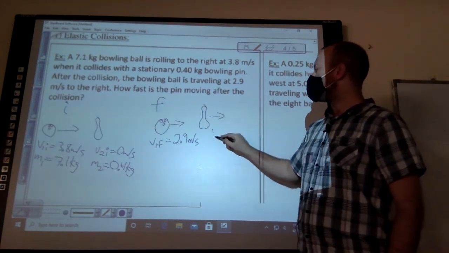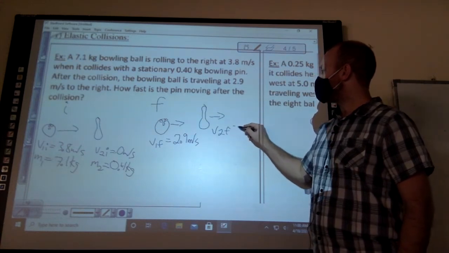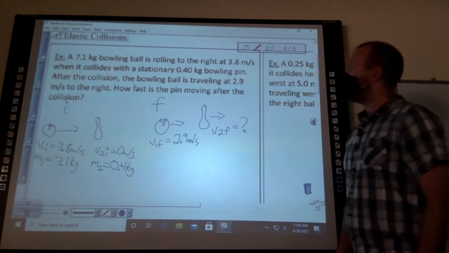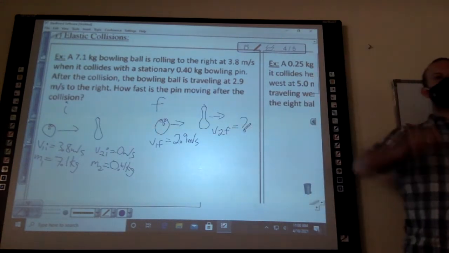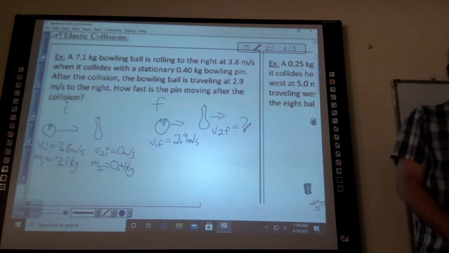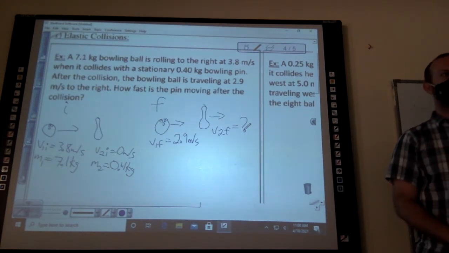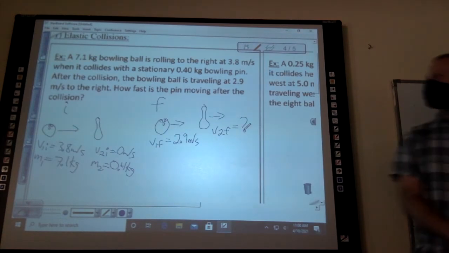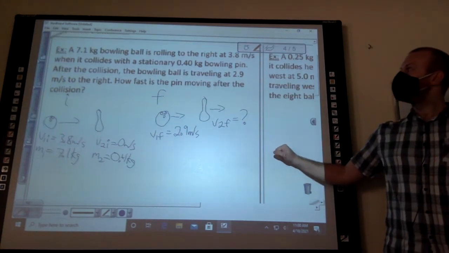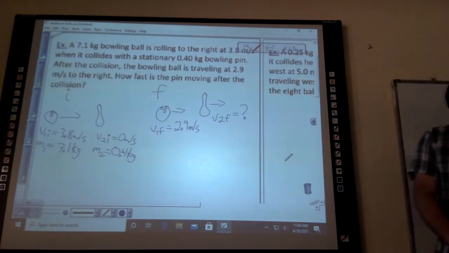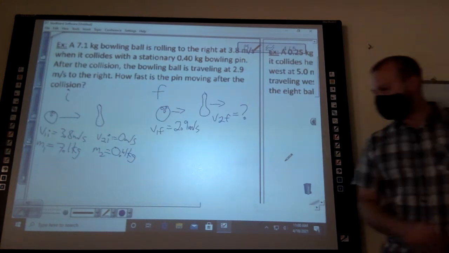So this is what we're looking for. The nice thing is, if we guess the direction wrong, my answer is going to come out negative, which just means we guessed wrong. Because sometimes you don't know. So now we've got everything we need to solve this.